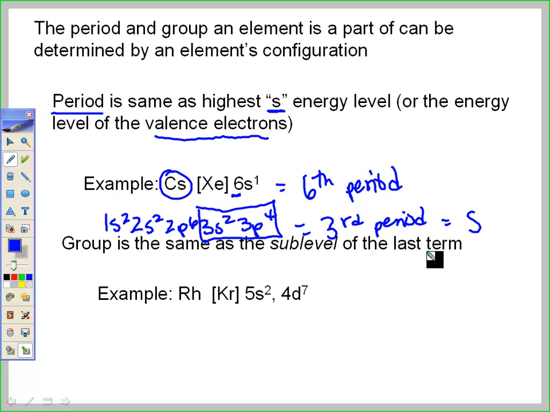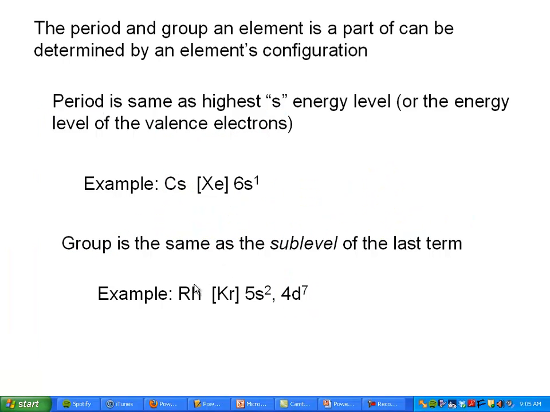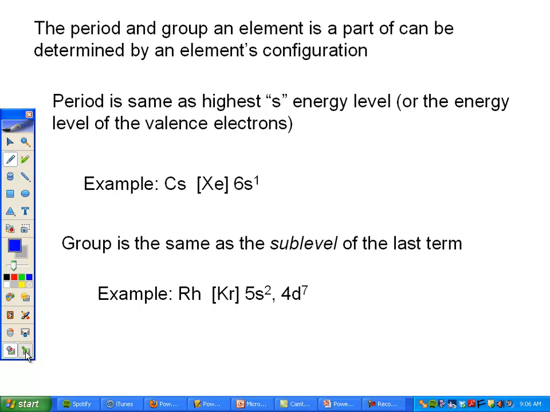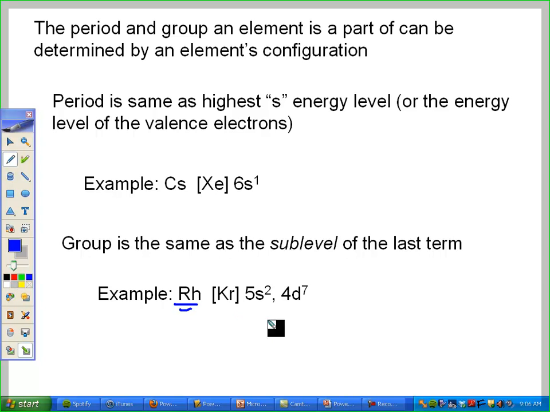To find an element, though, we need more than just the period. We also need to know what group or family it's in to narrow it down. So we can do that by finding the last sublevel, which is another thing that you did on the periodic table. So we organize these based on the sublevel of the last term in their electron configuration. So if you look at this, rhodium, here's its electron configuration. Its electron configuration is in kernel notation, krypton 5s2 4d7.